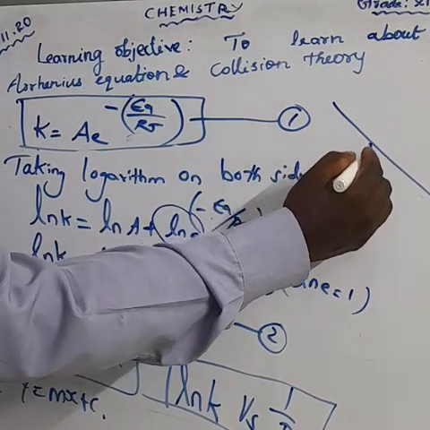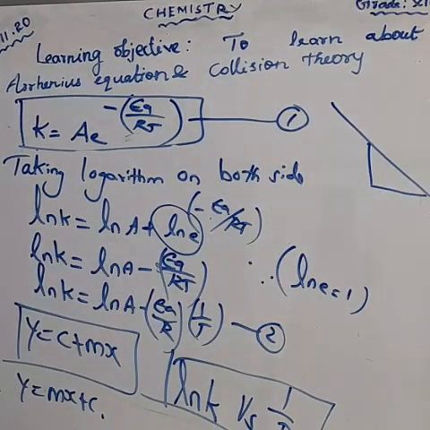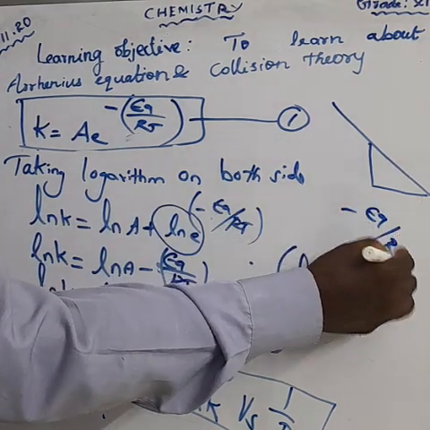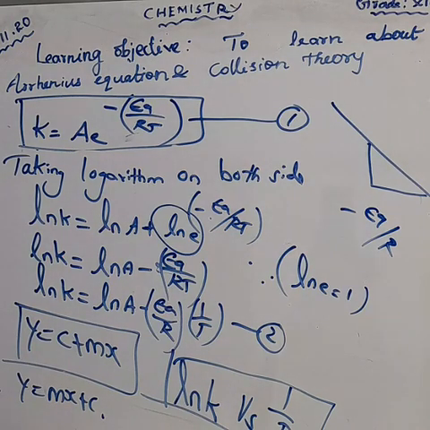We get a straight line with a negative slope, that is minus Ea by R. Anyhow, if the rate constant for the reaction at two different temperatures is known, we can calculate the activation energy. Two different temperatures means T1 and T2.